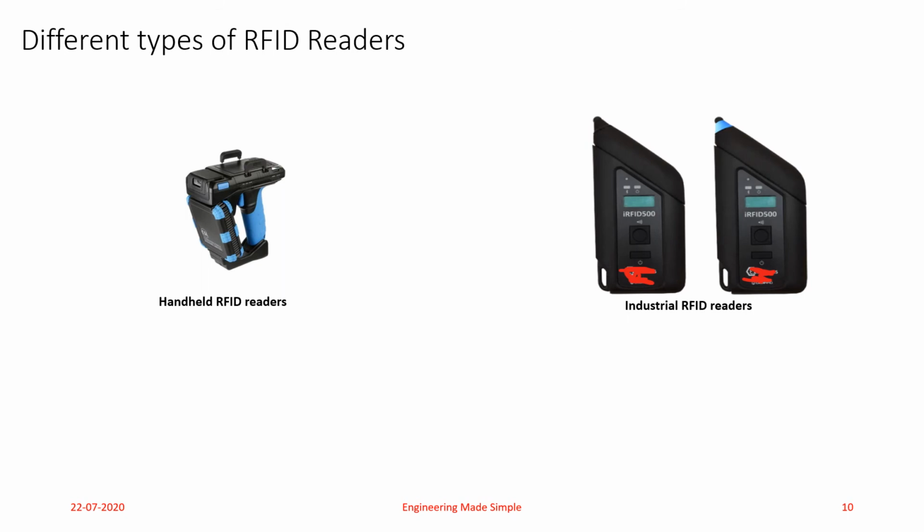Now these are the different types of RFID readers. This is a handheld RFID reader, and this is an industrial RFID reader, the second one, the black colored one. Both are black in color, but the industrial RFID reader is the one I have mentioned, and this one is a handheld RFID reader.